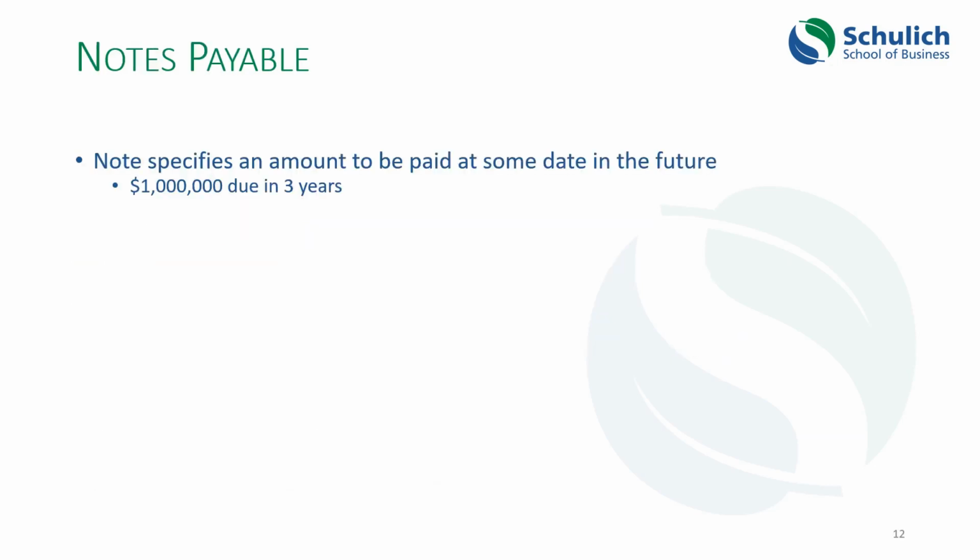Notes payable, a note is just an IOU. It specifies that an amount has to be paid at some date in the future. The example I'm giving here is $1 million that's due in 3 years' time. This calculation that we're going to show you applies whether you are the person who owes the note or is going to receive the payment in the future. Here I'm going to be considering it from the point of view of the debtor, the person who has to make the payment in the future. So presumably you have received some consideration from a lender and you are going to be paying them $1 million in the future. And in this case, 3 years away.